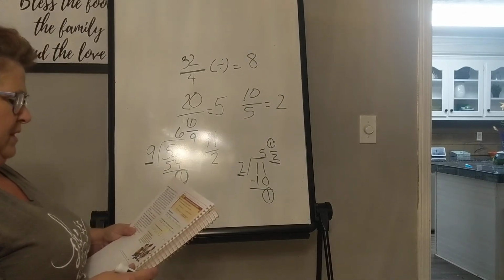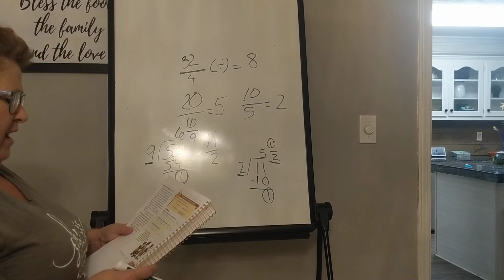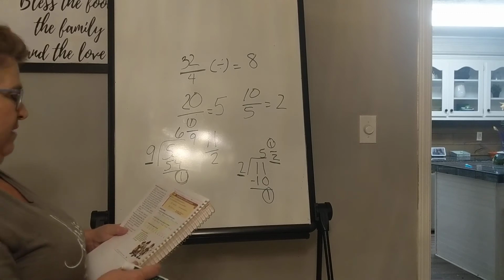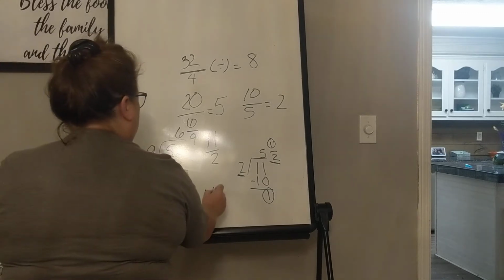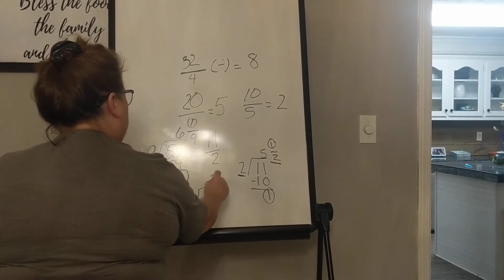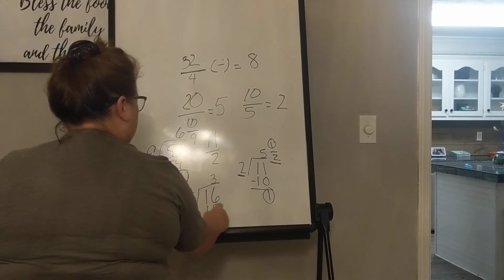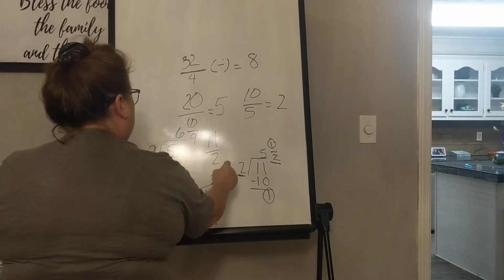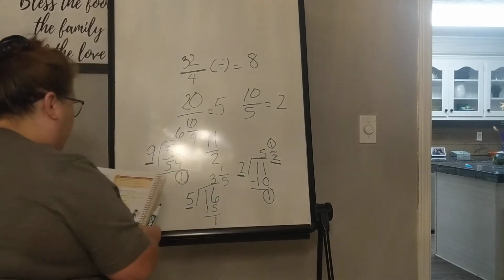Then we have 16 divided by 5. So we'll do it the same way. 5 will go into 16 3 times. 5 times 3 is 15. 16 minus 15 is 1. That's our numerator. Our divisor becomes our denominator, 3 and 1/5.